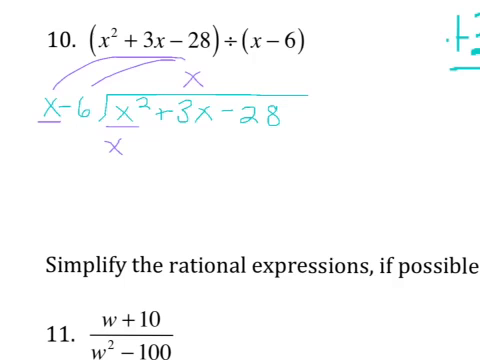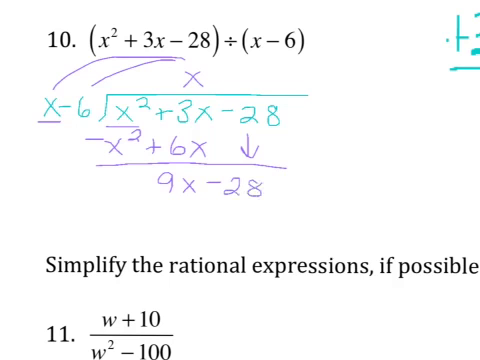So we get x squared minus 6x. And then we change the signs, and we add and get 9x, and drop down the negative 28. And then we ask ourselves, what do we need to multiply x by to get a 9x? And that will be a plus 9. And then we distribute to get 9x minus 54.